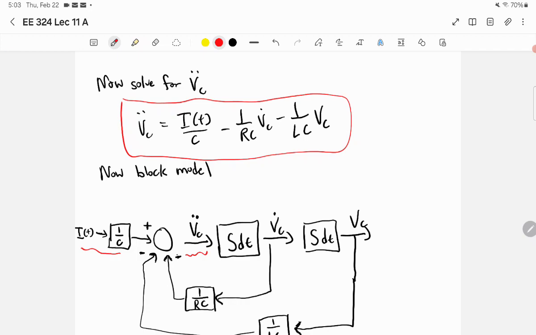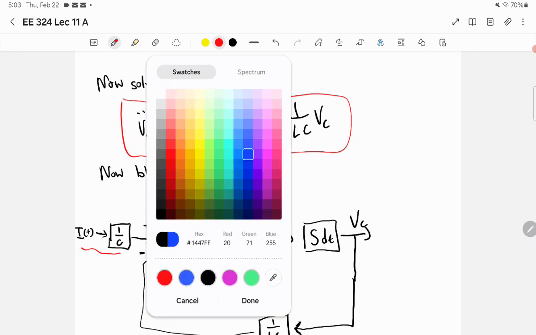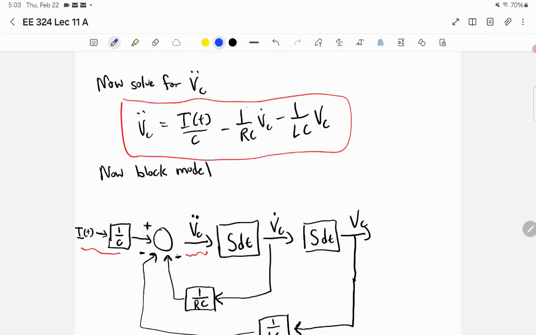It also needs to take in, let's draw this in blue, this minus 1 over RC times vc dot. Well, notice that I can integrate vc double dot to bring me to that vc dot term.